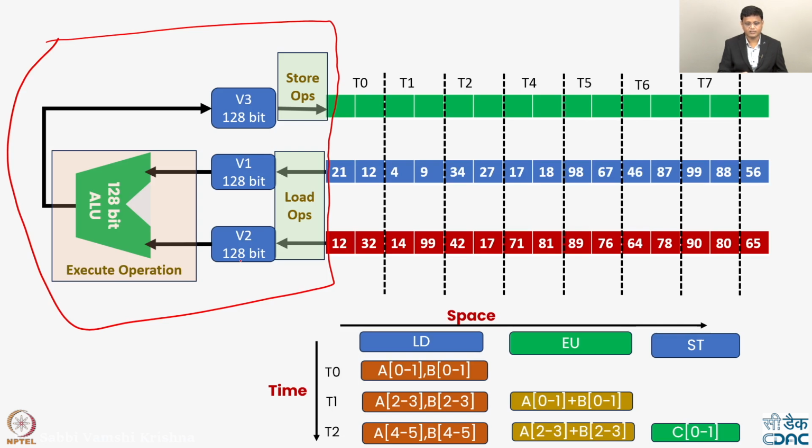So, that means this vector register has the capability to carry or store two elements at a time. So, at the T0 cycle, two elements of array A, 21 and 12, and of array B, 12 and 32, will be processed in one clock cycle. Here you can see that in the T0 cycle two elements A0 and A1, B0 and B1 are processed.